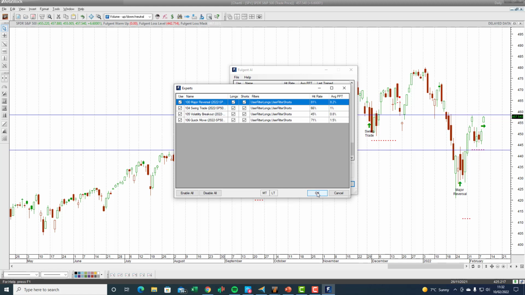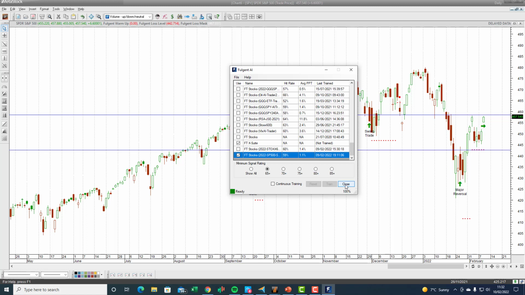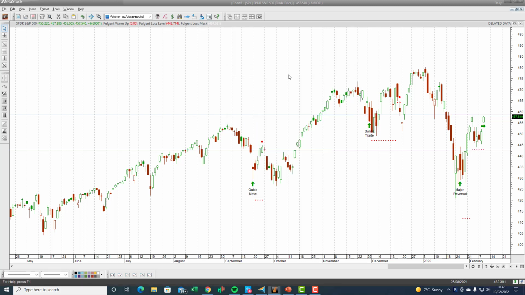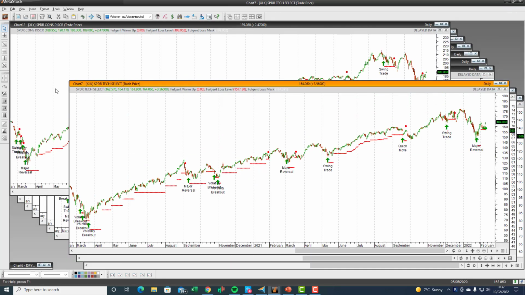So these are the trading statistics. Highly profitable trading strategy on these ETFs. And we can see we had a fantastic signal on the S&P 500 ETF. Next up, XLK, Spider Technology one.